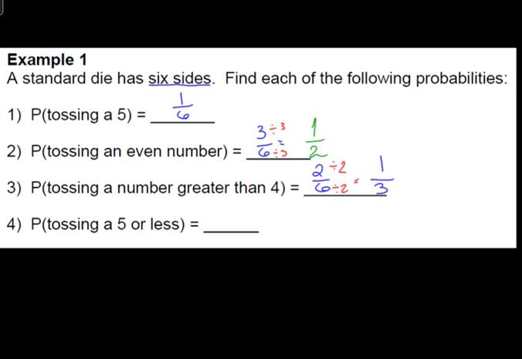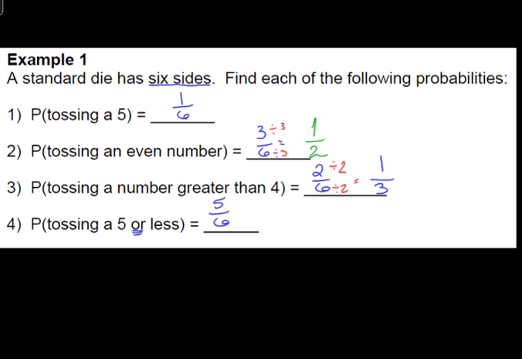And the last one says tossing a 5 or less. Keyword here, or, that means we can have the 5 and everything below it. So there are 5 numbers there, so that would be 5 out of 6. And nothing to reduce there.